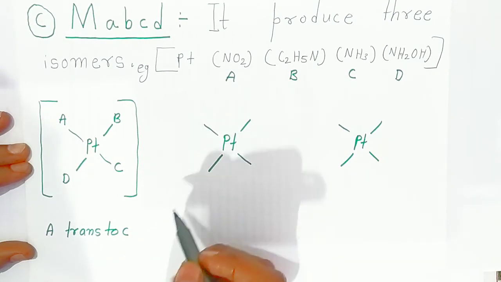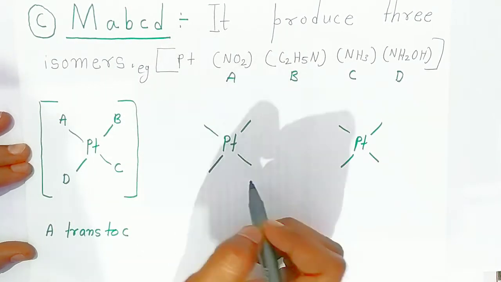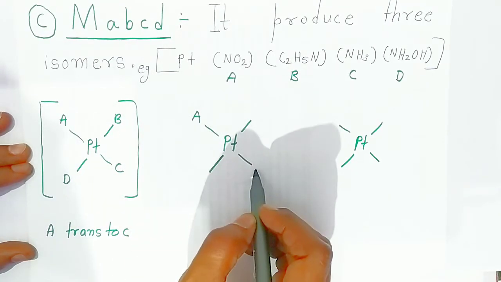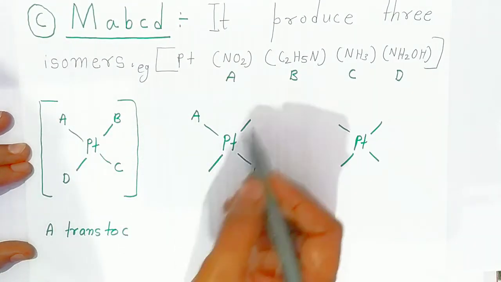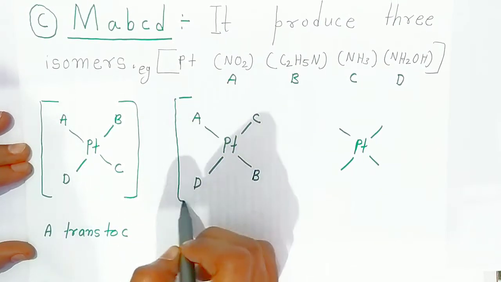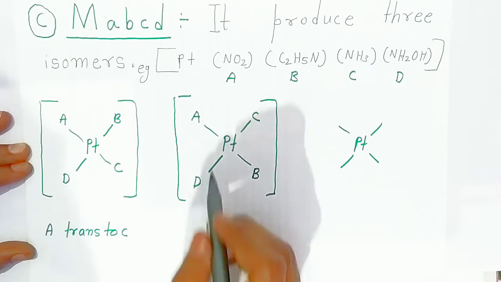Second type of isomer, how will you write it, students? Now you have to just keep A where it is. Your A position will be as it is. Now you have to put B trans. Okay, students, C and D you can write here. I am writing here, students, C and D. So this is the second type of isomer. Correct, students? This is called A trans to B.